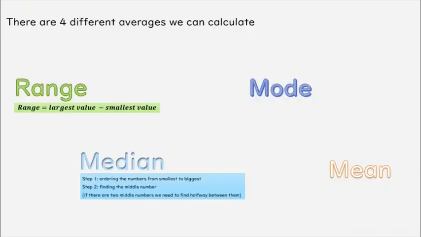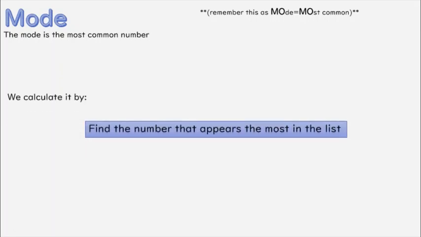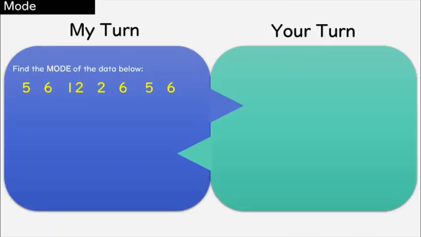So we're halfway. We've covered range and median. Now on to mode. So mode means the most common number. Try and remember it using mode equals most. So they both start with MO. This is the easiest one to calculate, and we literally just look at the list and find the one that's repeated the most number of times. So this won't take that long.